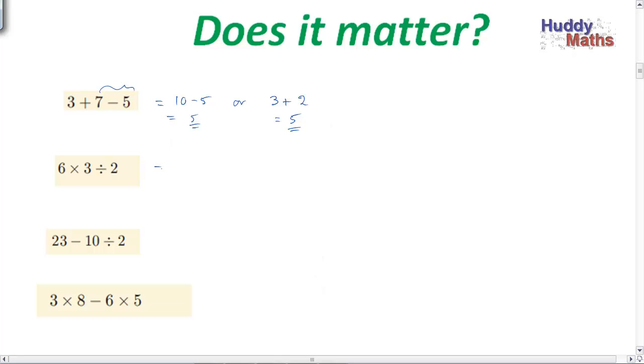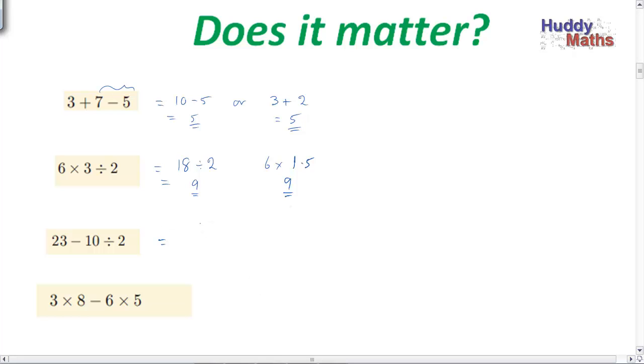Let's come down to this one and let's do 6 by 3. So 6 by 3 is 18, divided by 2 is 9. Let's do it a different way. Let's go 6 times, now 3 divided by 2, I'll scrub that out because 3 divided by 2 is 1.5. 6 times 1.5 is still 9. Hey, it doesn't look as if it does matter here.